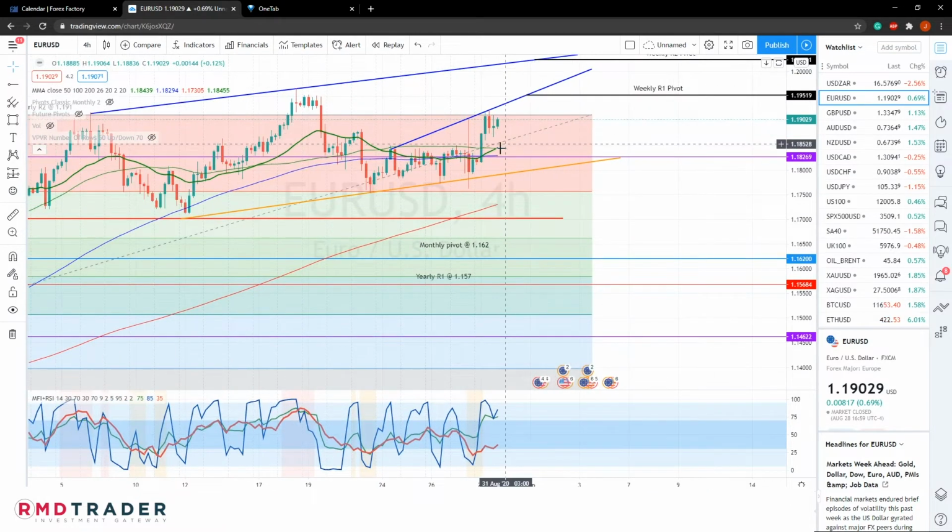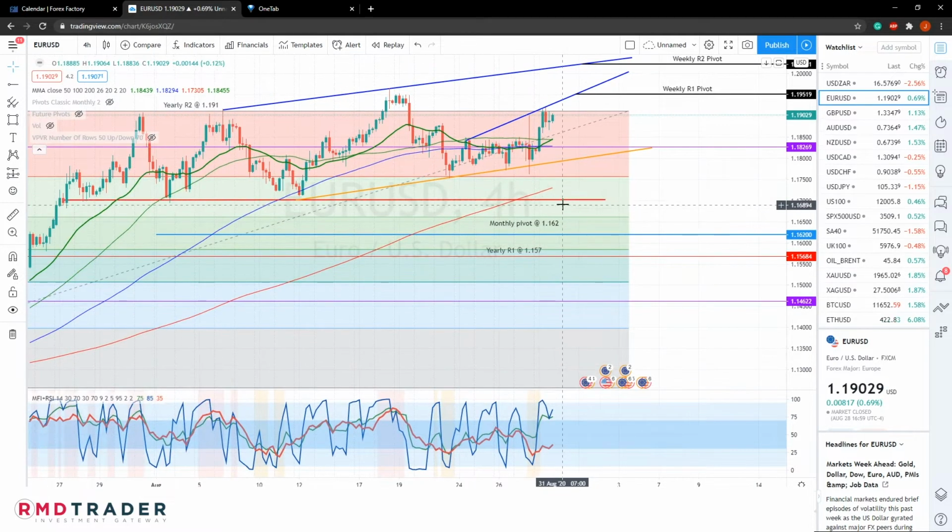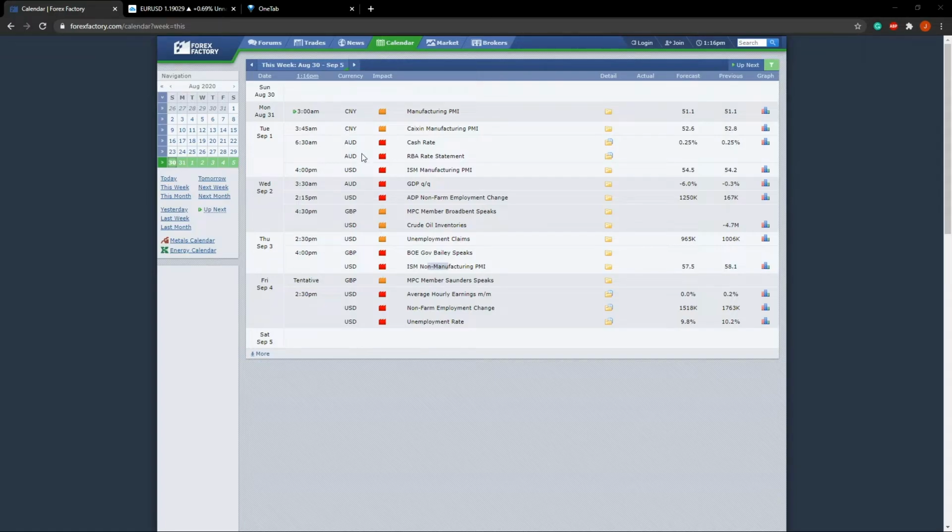However, should we see price close back below this level at 1.183, just take note that there is also some additional support with this diagonal in orange, and that could take us a bit lower towards where we would probably or very likely meet up with our 200 SMA on the 4 hour at 1.175. And should that level also not hold, some additional strong support would be at around 1.170.